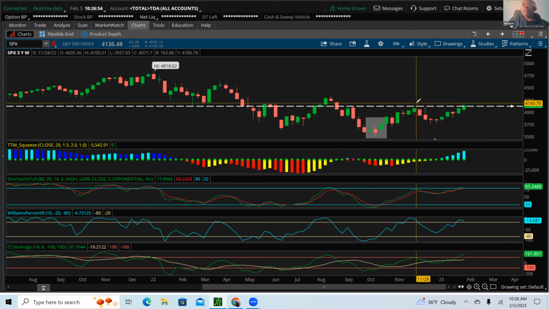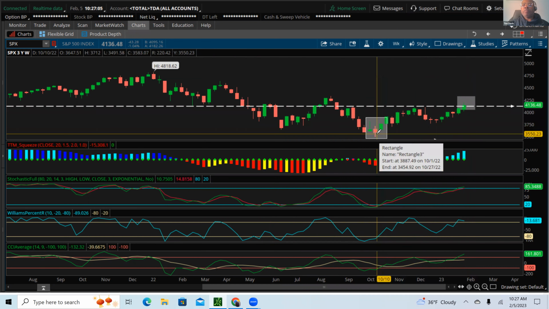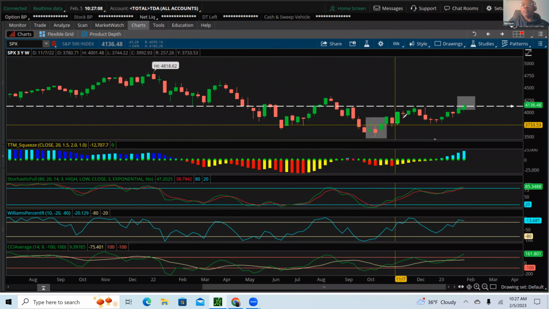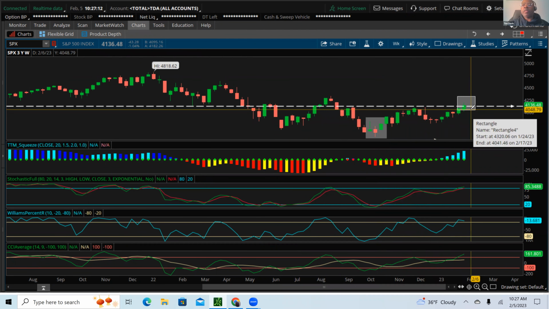It rose up to that level of resistance, pulled back, and then continued to pull back to a level of support, and continued to rise right back up to this level of resistance. So overall, since the dollar was dropping from October to now, the U.S. stock market, or the S&P, found a way to rally back up to a level of resistance.